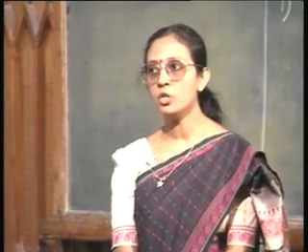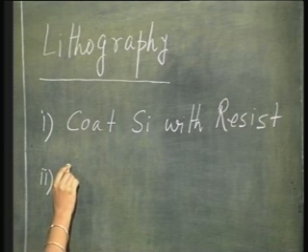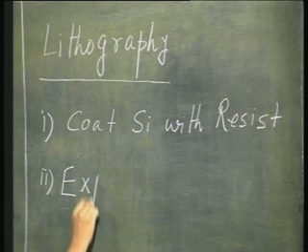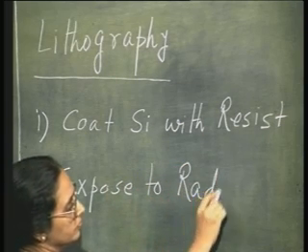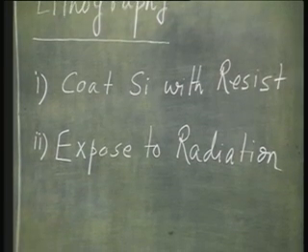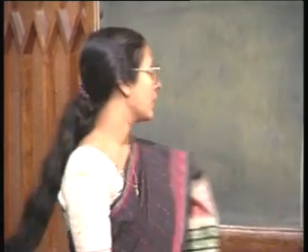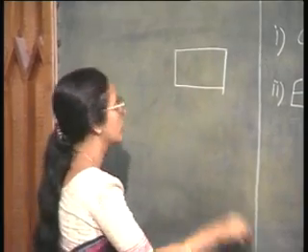Second step is, now I expose this resist coated wafer to proper radiation, that is, the radiation to which this resist film is sensitive. Expose to radiation. Now, this exposure may or may not be through a mask. Most cases, however, it is through a mask. You have coated the silicon wafer with the resist. What you have is something like this. I am looking at the cross sectional view.